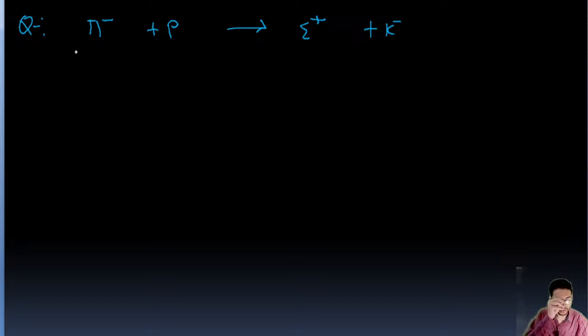Next, guys, next question. Solving the question, okay? The reaction is pion minus, proton, sigma plus, and K minus kaon, okay? So we have to check first whether this reaction is allowed or not, okay?